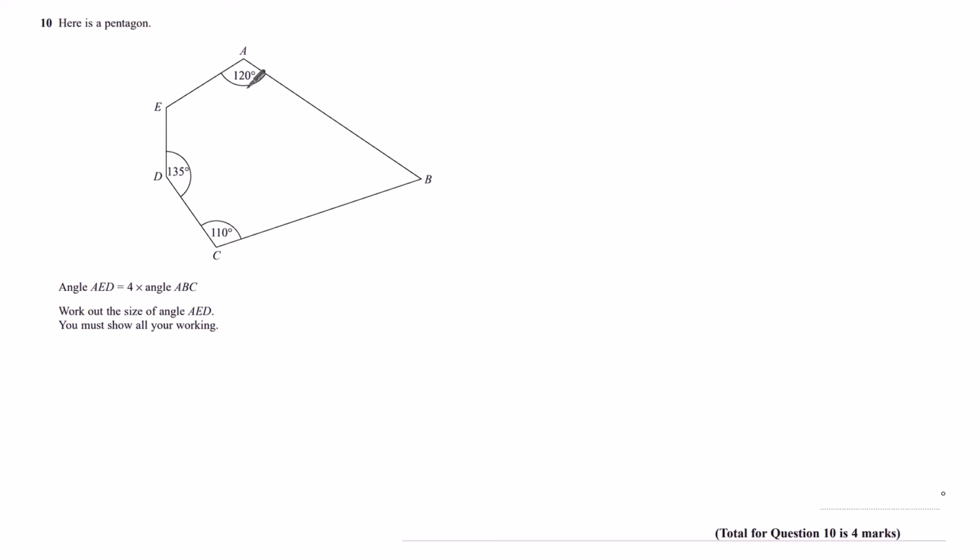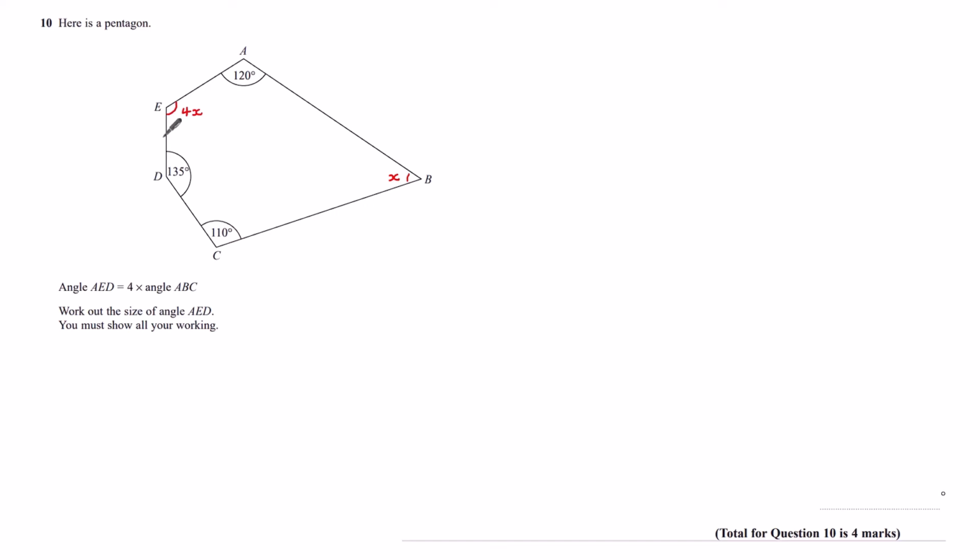Question 10. Here is a pentagon. Angle AED is 4 times the angle ABC. Work out the size of angle AED, and you must show all of your working. Now, since angle AED is a multiple of ABC, I'm going to label ABC as x, which means I can label AED as 4x.